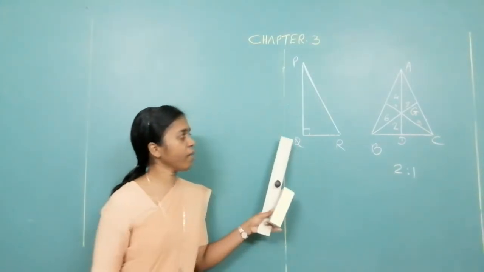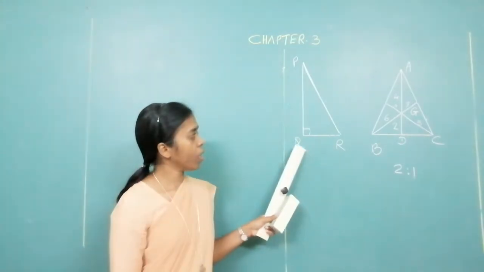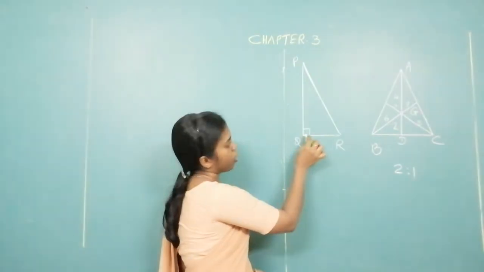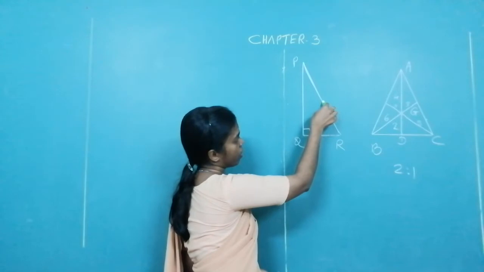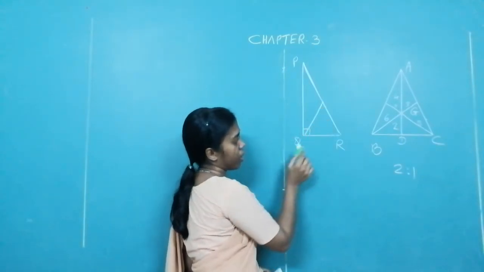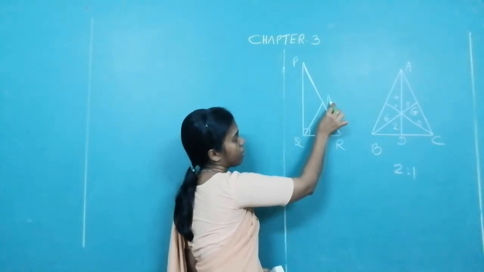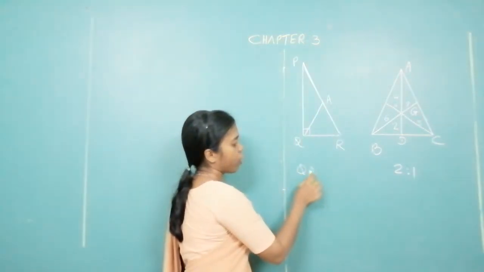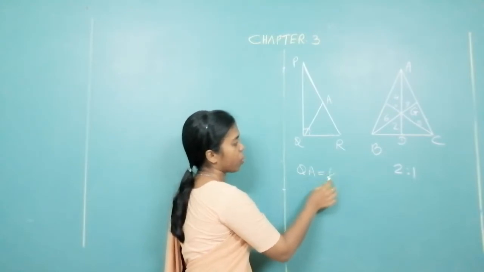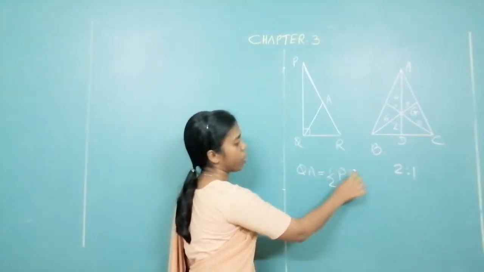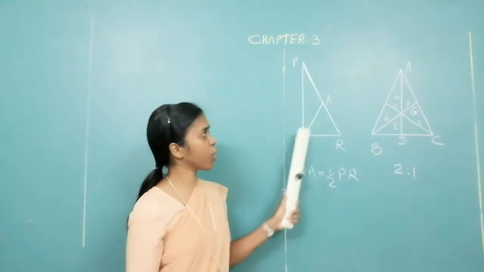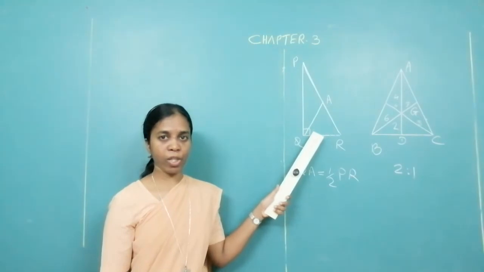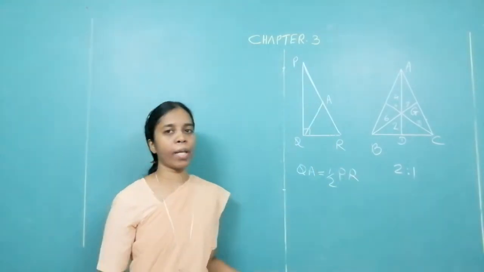Now I have a right angle triangle over here. The median from the right angle to the hypotenuse, from here it will be to the opposite side, this will be the median. Suppose I name this as A. So QA, the length of QA is equal to half of the hypotenuse. Again, this is a median. QA is a median. The length of the median is half of the hypotenuse.